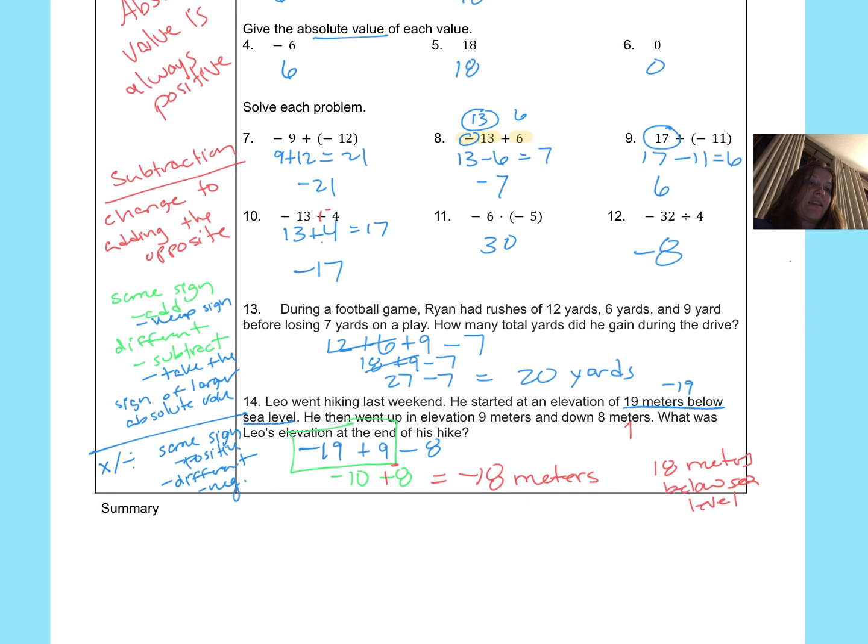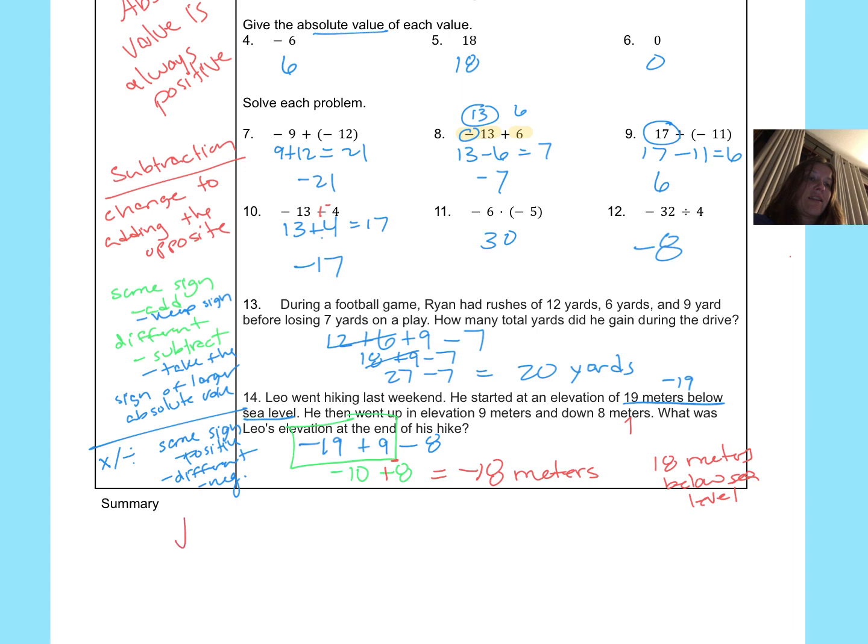And then the last thing I want to do is in the summary, I'm just going to add one thing here and say that negative numbers are below 0. Their values are going down. So taking away something, and like in this case, down below sea level. So those are examples of when we might use negative numbers.